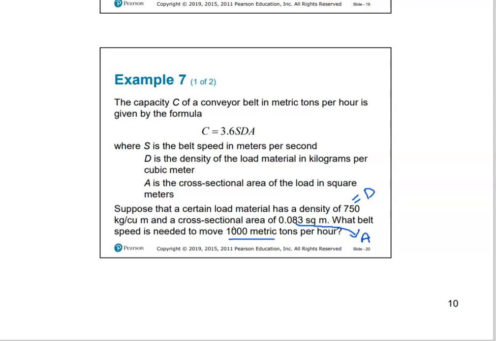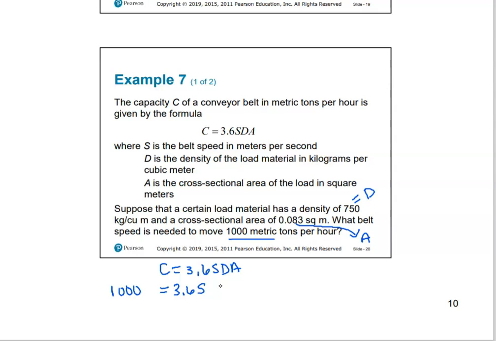C is the capacity of a conveyor belt. So we're trying to find out S, which is the belt speed in meters per second. So I know C, so I'm filling in this stuff right here. C equals 3.6 SDA. Well, C was my capacity, which they told me is 1,000 metric tons per hour. And that's supposed to be equal to 3.6 times S. Well, S, we don't know. That was our speed. So I'm just going to write S down.